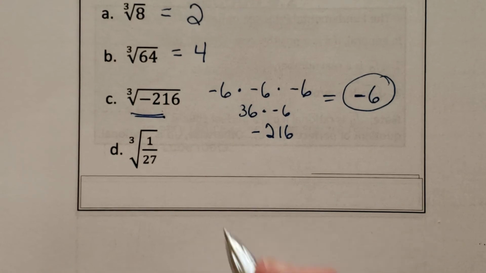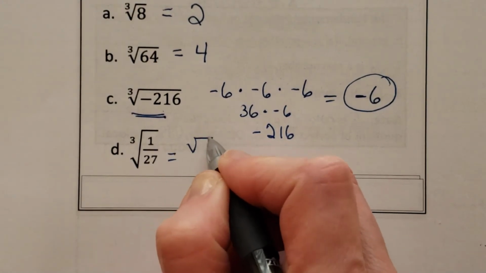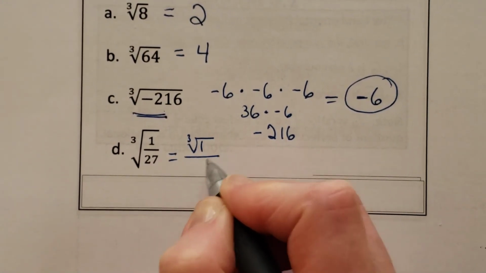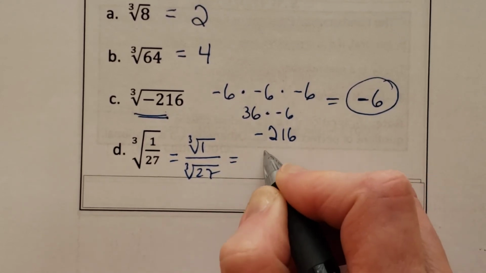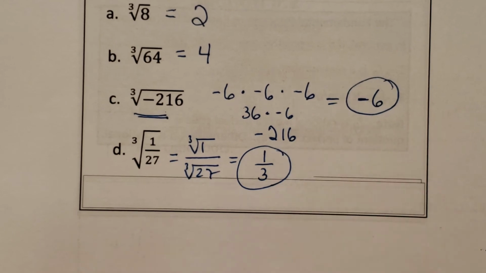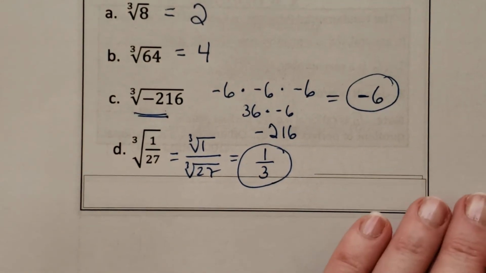All right, and then finally D, we could think of that as the cube root of 1 over the cube root of 27, and we would get 1/3, because those were both perfect cubes.